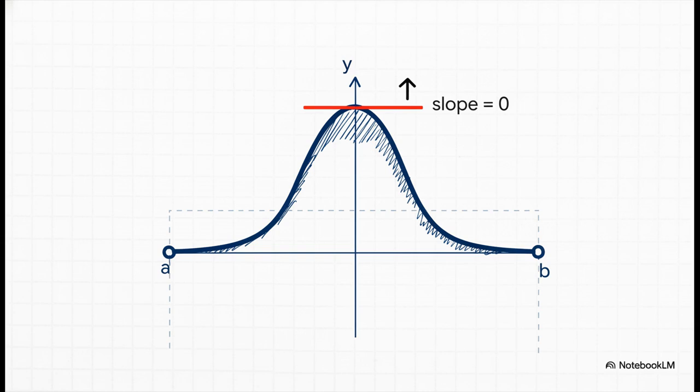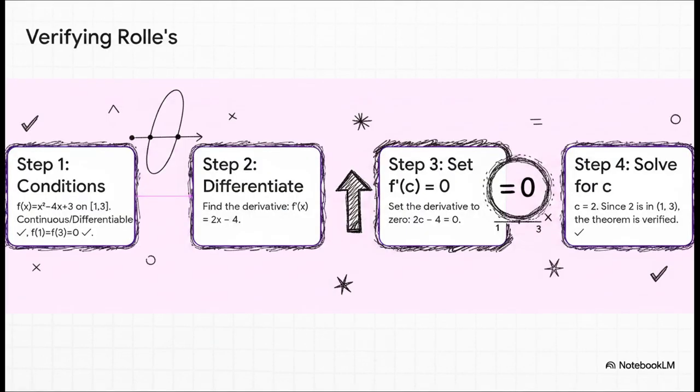When you look at it visually, it's just obvious, right? If you draw a nice, smooth roller coaster track that begins and ends at the same altitude, you just have to have a peak or a valley somewhere in the middle. And right at the top of that peak, or the bottom of that valley, the track is perfectly level. The tangent line is horizontal. Slope, 0. Let's make this real with an actual problem, the kind you'd see on an exam.